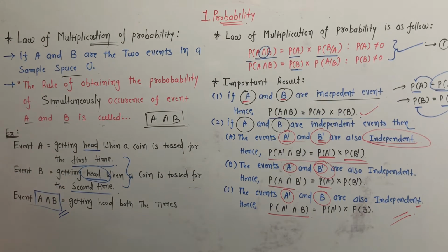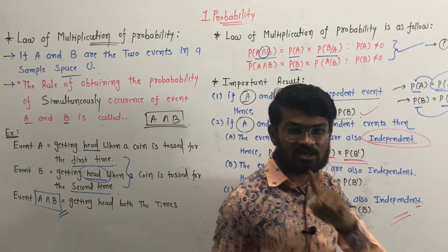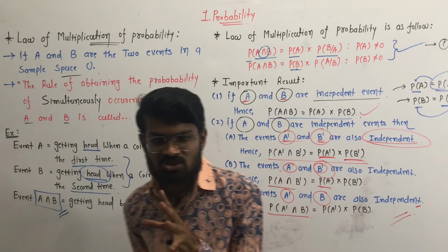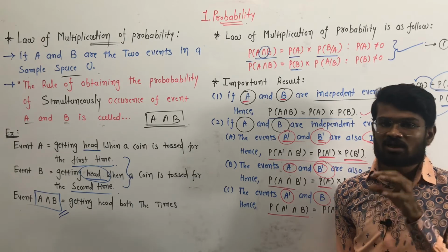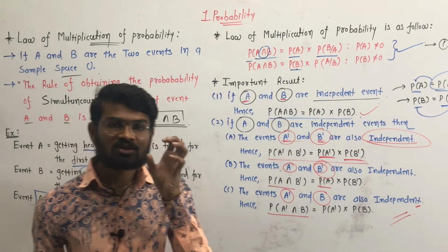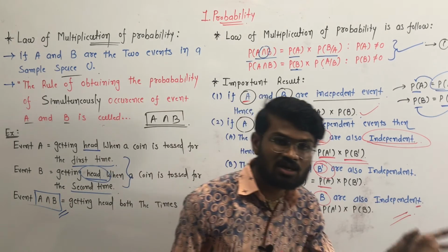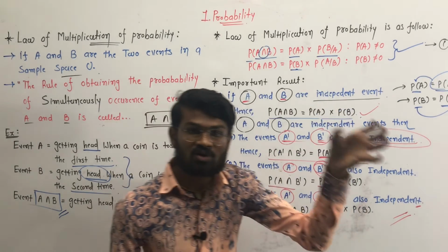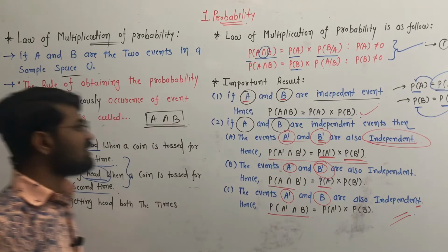In short, for the law of addition of probability there is a union, meaning A union B. And for the law of multiplication of probability there is an intersection, meaning A intersection B. For addition there is a union and for multiplication there is an intersection. Clear? Okay, write it down.